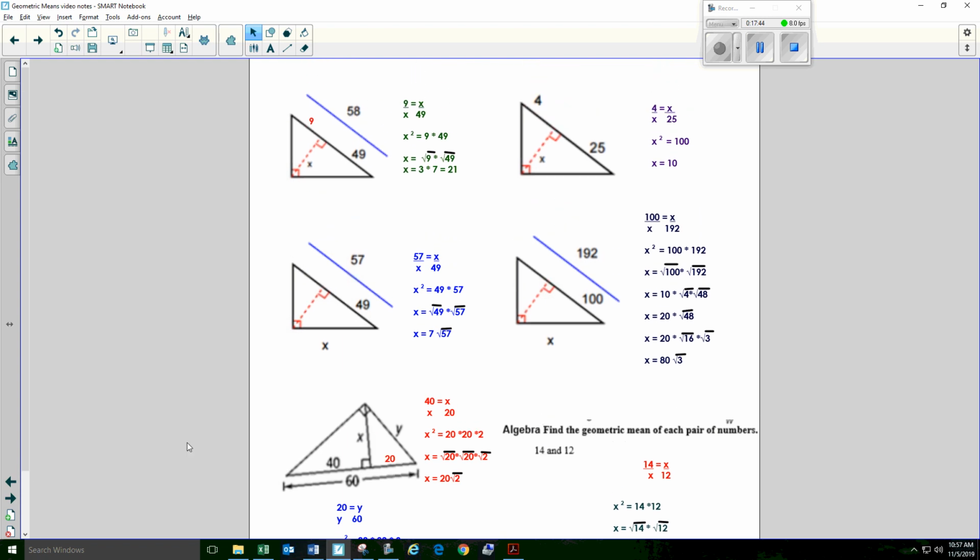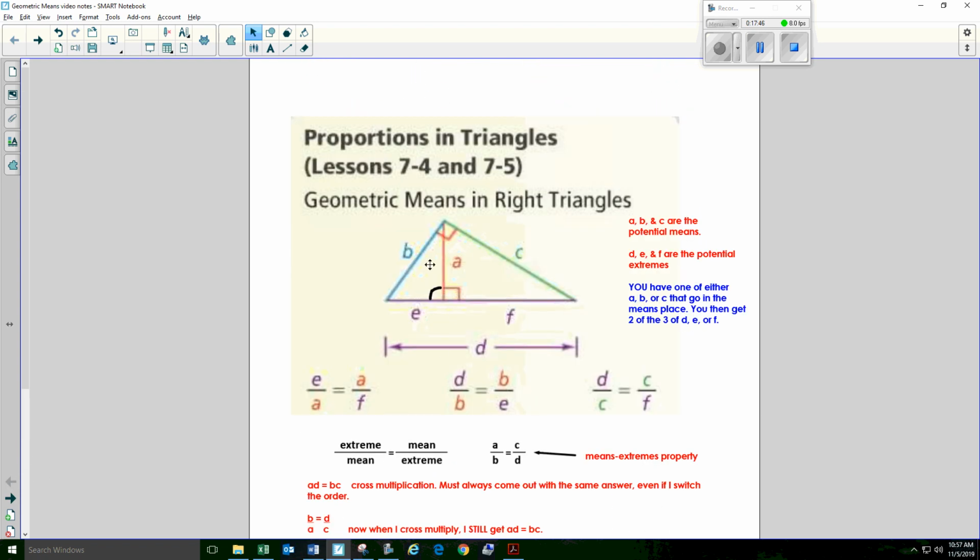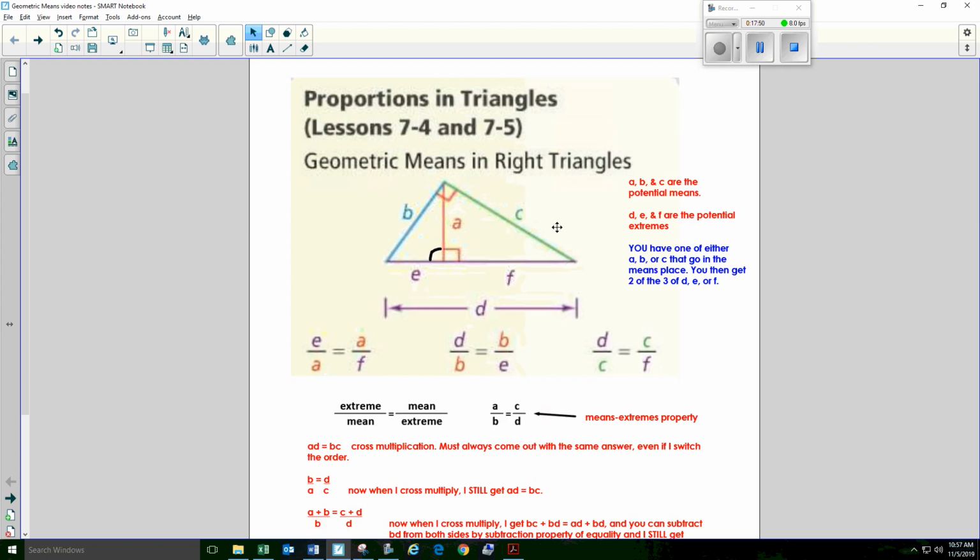Okay, so again, refer back to these notes, print these out. If I don't have them printed out for you, use this right here. You need to memorize the situation. Remember, these are my means. They go in the mean spot, same letter twice. The extremes are always on the hypotenuse of the large triangle.